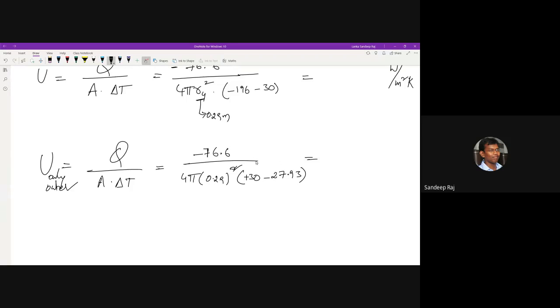So you will get the U value. This you take as positive, so that U value will be positive. Is it clear till now, the overall heat transfer coefficient concept and the calculation here? Any doubts? Is it clear? Tell me, what is the U value?